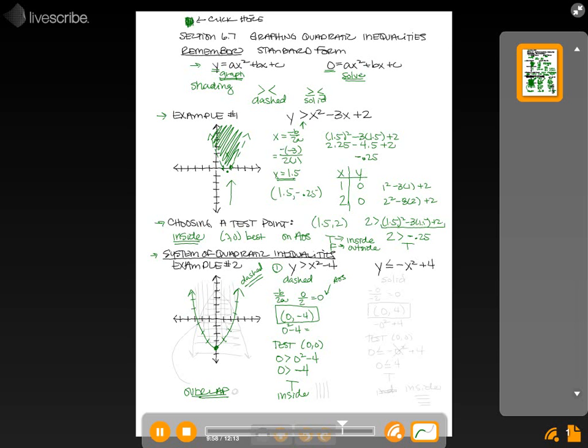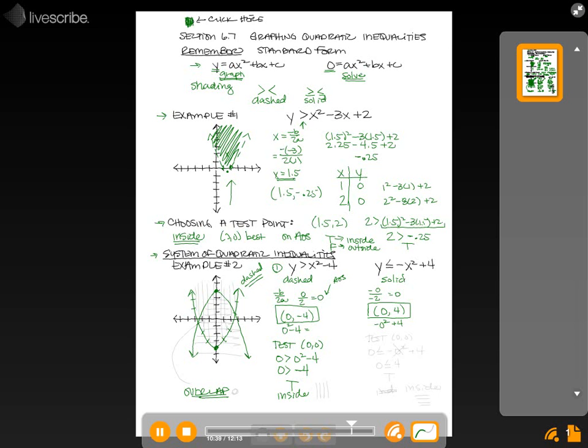We have y is less than or equal to negative x squared plus 4. It's got an equal to on it, so we know it's going to be solid. We're going to find the axis of symmetry. There is no b, so negative 0 over negative 1 times 2 is negative 2, but that's still 0. So we have 0. We're going to plug that in. Negative 0 squared plus 4 ends up being positive 4. So here's my vertex for my second parabola. I'm going to put that point right here. Solid parabola this time.